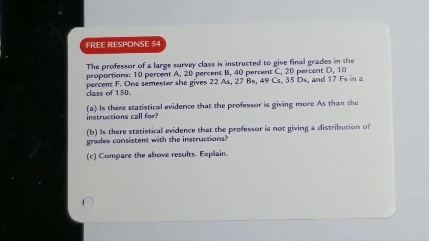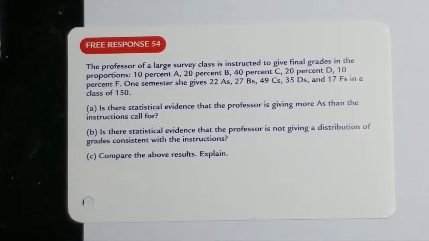Part A is only asking about the A's. Part B is saying, is there statistical evidence that the professor is not giving a distribution of grades consistent with the instructions? So it's not just talking about one category. Part B is talking about all the categories, A, B, C, D, and F, all 5 categories. So part B is what we would do for chi-squared, not on this. Let's just deal with part A.